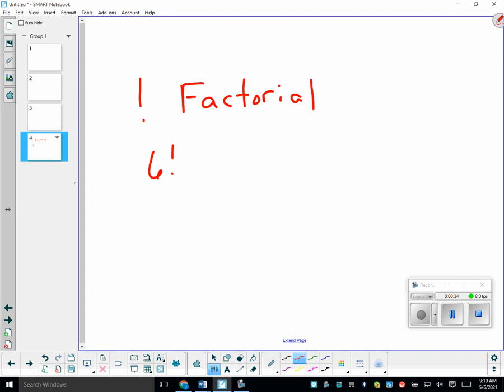What it means is I multiply every number preceding it. So 6 factorial is 6 times 5 times 4 times 3 times 2 times 1. If you have, say, 6 different types of pie, that's how many combinations you can make, right? I think it's 720. Did you multiply it out? Yes. Good job.